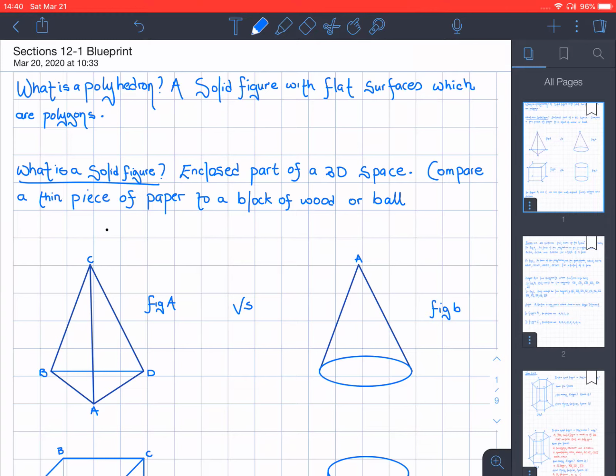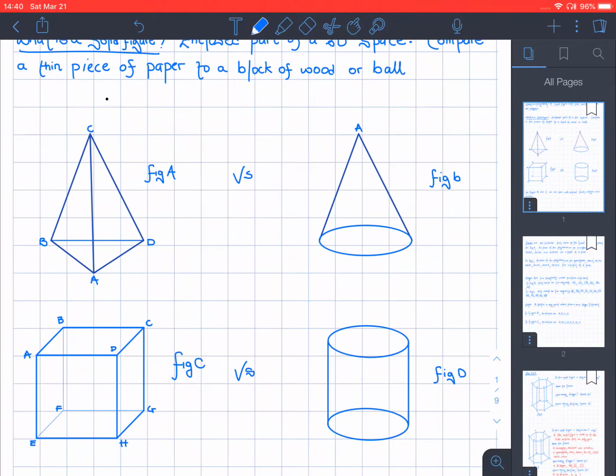Polyhedrons are solid figures with flat surfaces that are polygons. So anything can be a solid figure, but not all solid figures are polyhedrons. And that's where these figures come into play. Figure A is what you will learn is a pyramid. Think of the Pyramid of Giza in Egypt. Figure A has flat sides, which are all triangles.